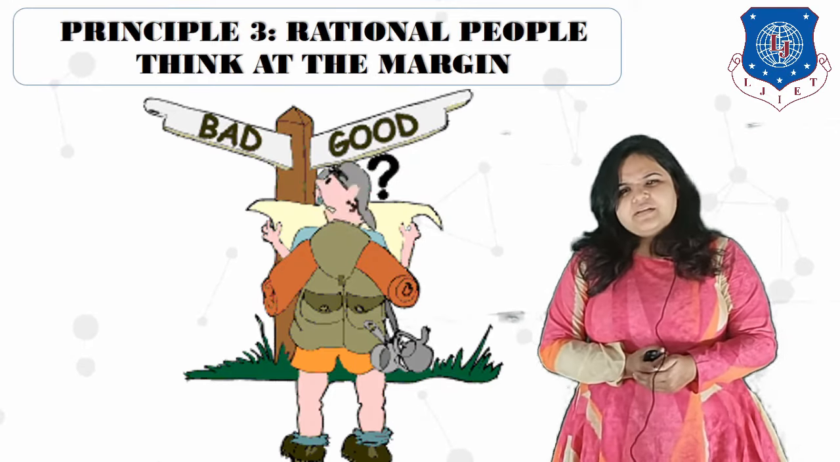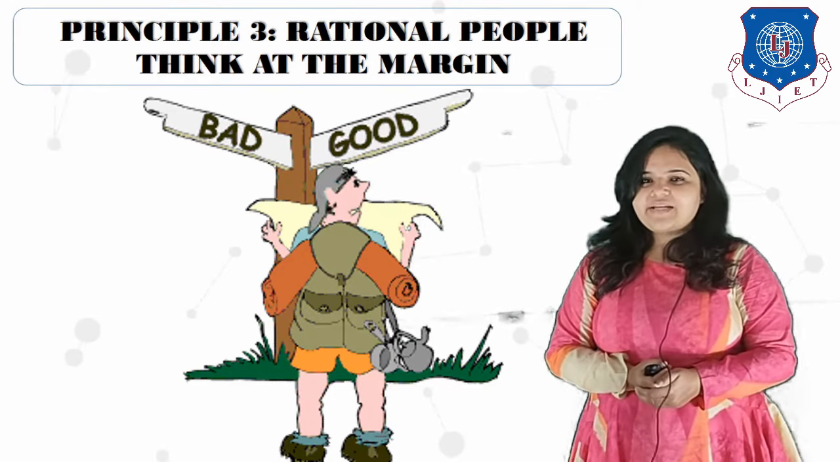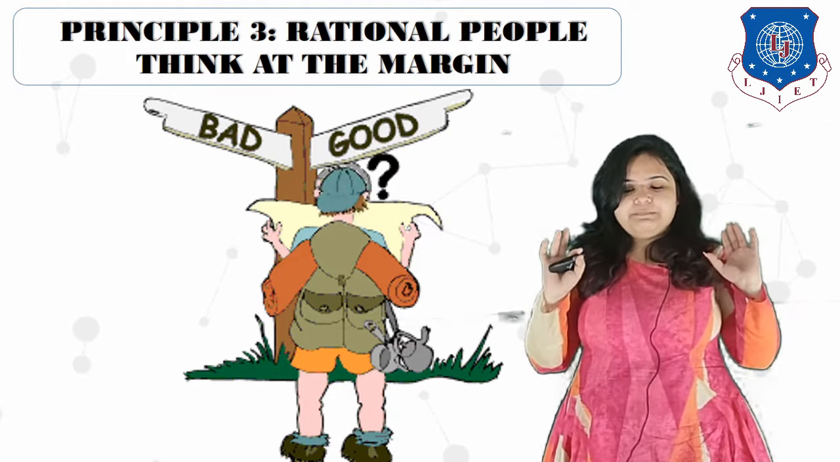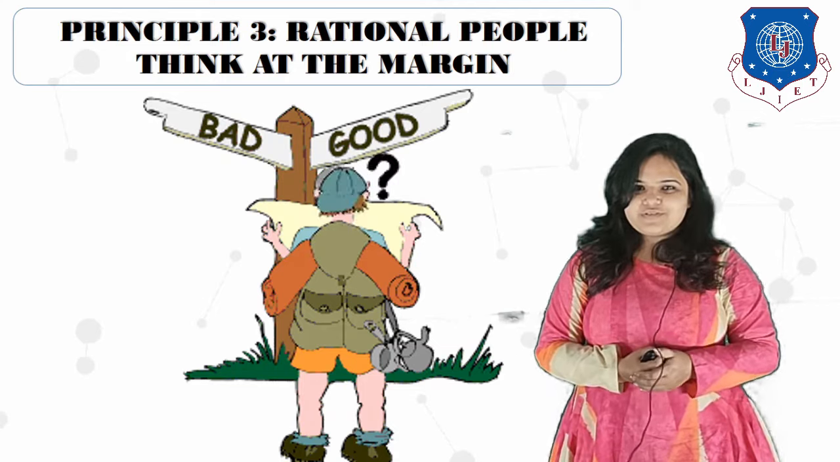Moving forward to the third principle, rational people think at the margin. Rational people are who? You would be thinking it is an idealistic condition. No students, you and me, we all are rational people. Let us take an example to prove this.